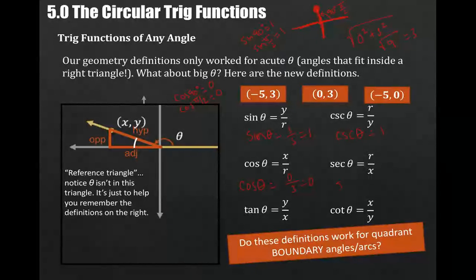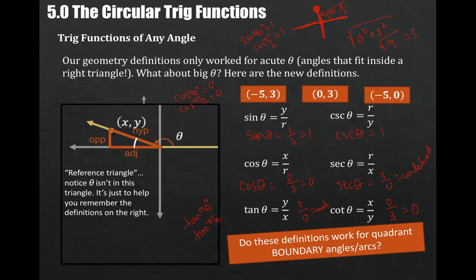The secant of theta: I end up with 3 over 0, which means that it is undefined. Finally, the tangent of theta when we're dealing with this. So it's y over x. So I end up with 3 over 0, which is undefined. The tangent of 90 degrees, or the tangent of pi over 2, is undefined. The cotangent would be 0 over 3, which is 0.